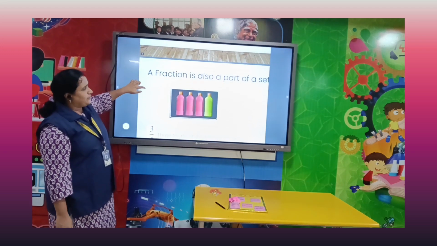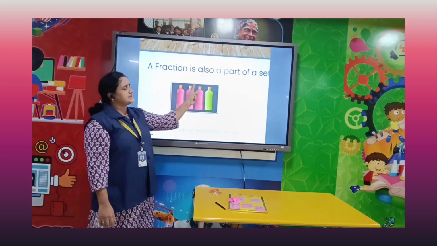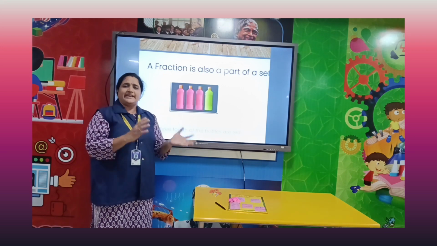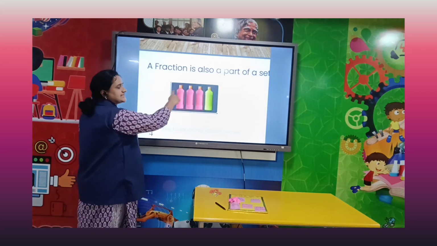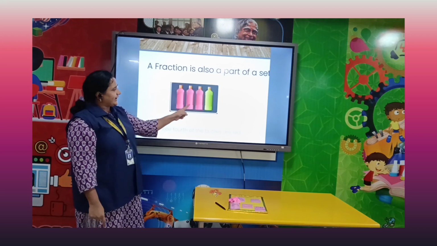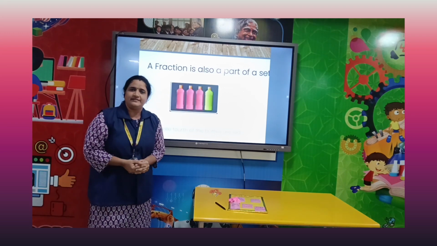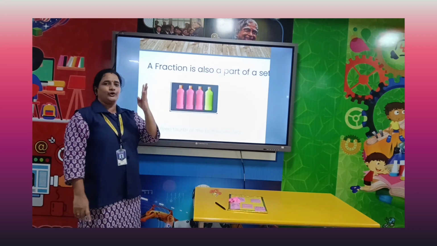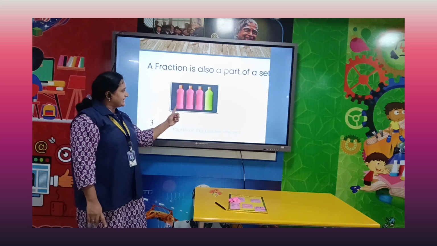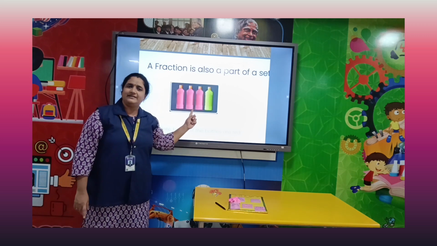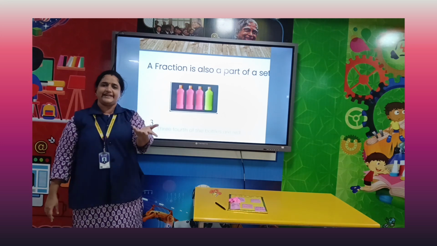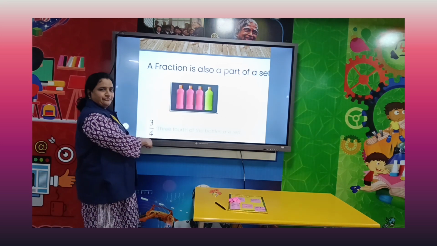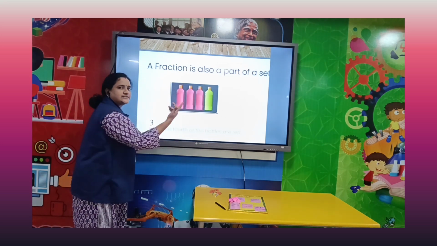I gave one example here. A fraction is also part of a set. We can say that a whole object is also a set. In this set, how many bottles are there? Yes, there are 4 bottles. In those 4, 3 bottles are in what color? 3 are in red color and 1 is in green color. So 3 by 4: 3/4 of the bottles are red.